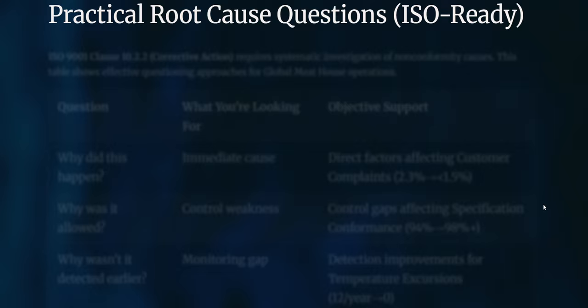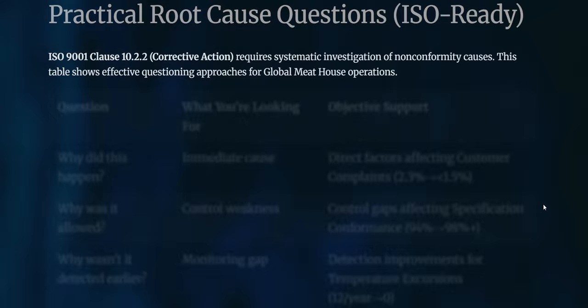Practical root cause questions, which are ready for ISO certification. We have implemented this with our real world example, and you can replicate it in your own organization. And this would confirm the requirement of ISO 9001 Clause 10.2.2, corrective actions, which requires systematic investigation of nonconformity causes. In the table we are showing, you will see effective questioning approaches for our case study, Global Meat House operations.